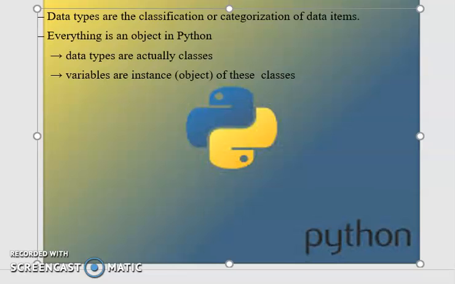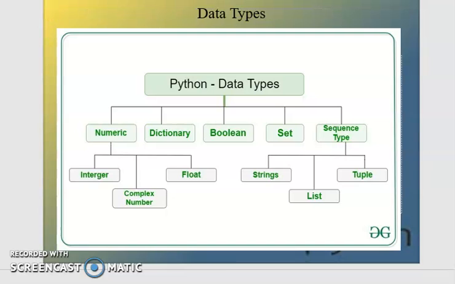What is the concept? So in Python, data types are classes, and variables are objects or instances of those classes. So here are the different data types in Python.